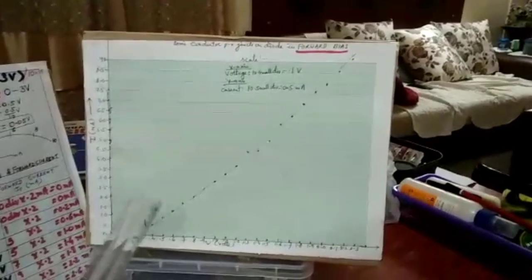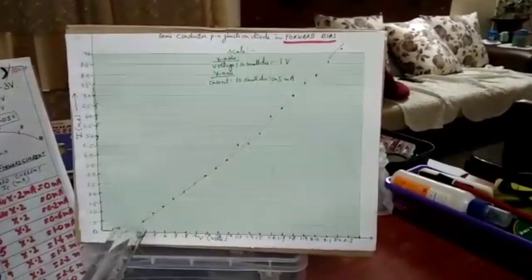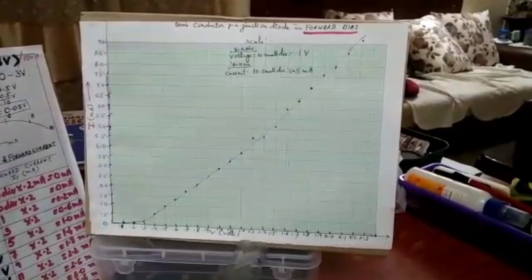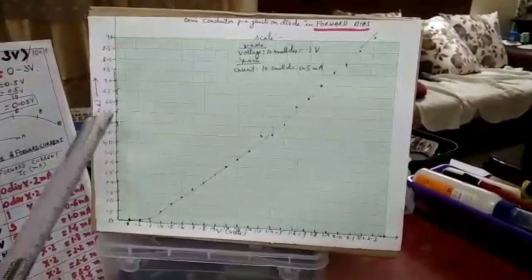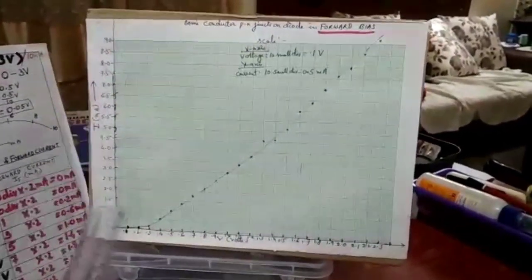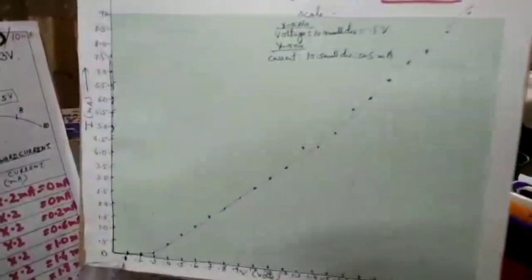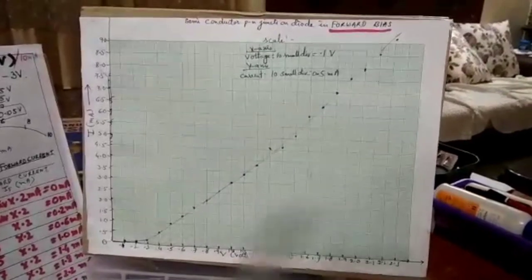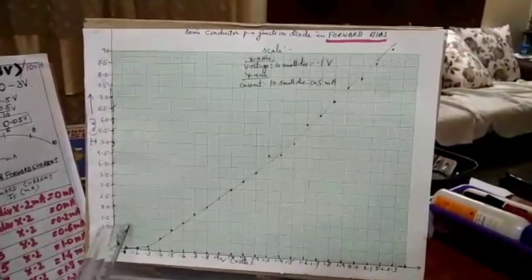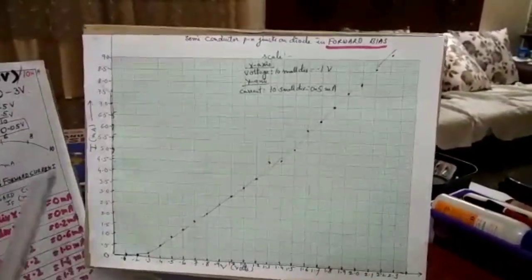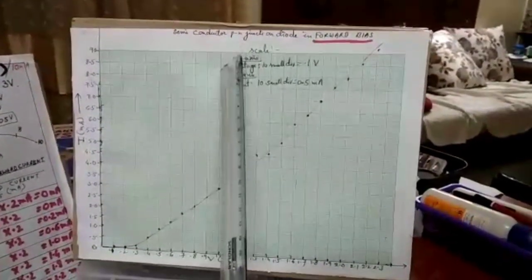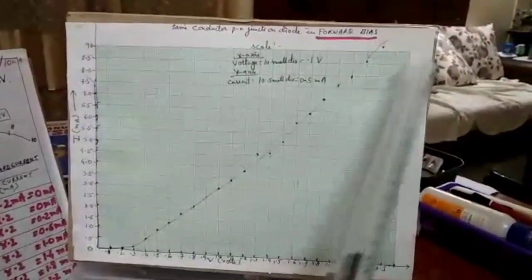So here is the graph you can see in the first coordinate. On the x-axis I have taken the voltage in volts, and on the y-axis the current in milliampere. Here I have calibrated 0.1, 0.2, 0.3, and here 0.5, 1, 1.5 like this. Remember that you have to write the scale here. This is compulsory.